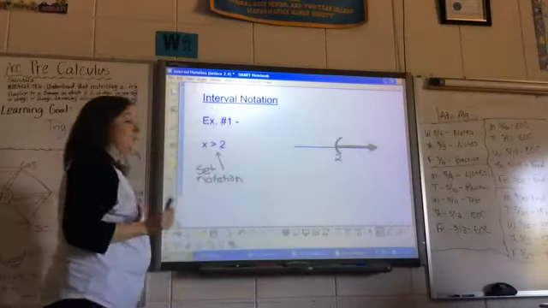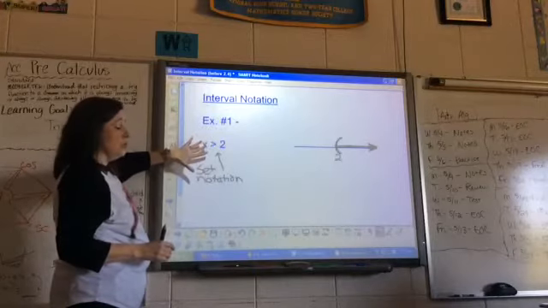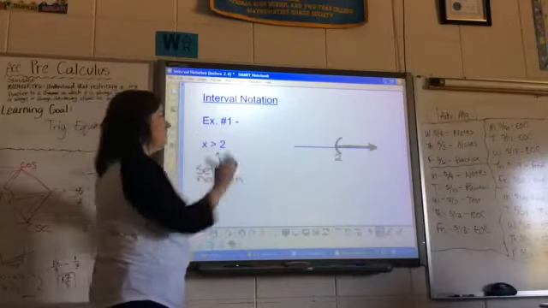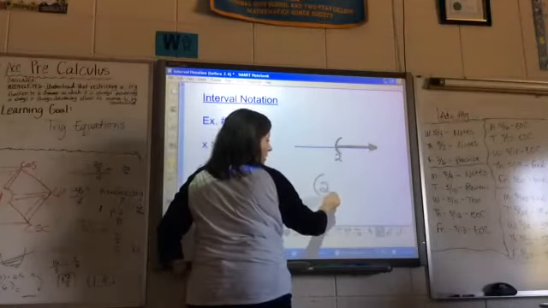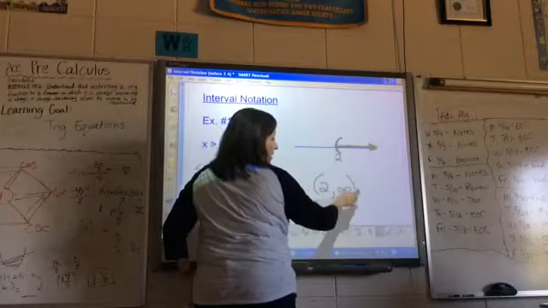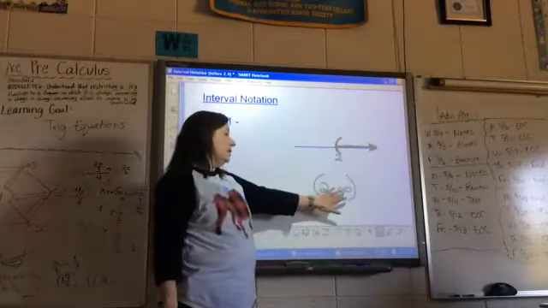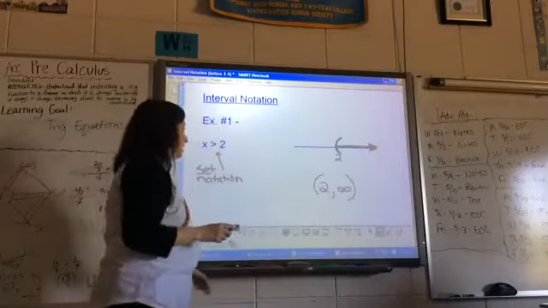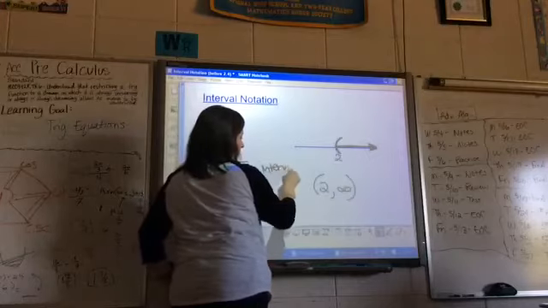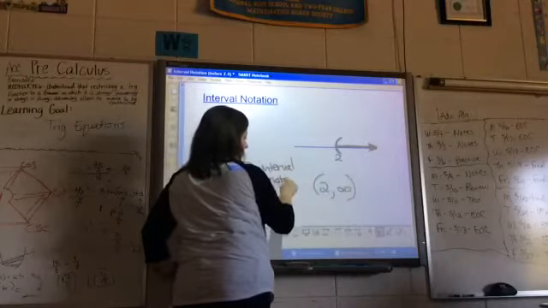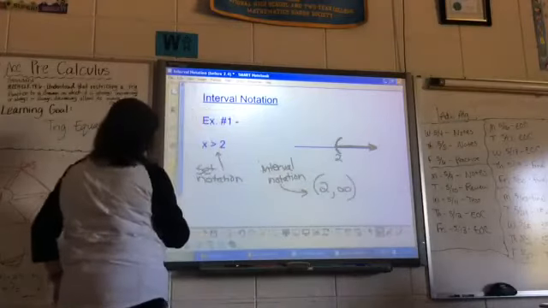All right. If I put that answer in interval notation instead of leaving it in set notation, which they usually want you to do, I would write it as parentheses 2, comma, infinity. It starts here and goes forever. Anytime you have an infinity, remember, you put a parentheses as well. So that would be interval notation. Just another way to show it. All right.